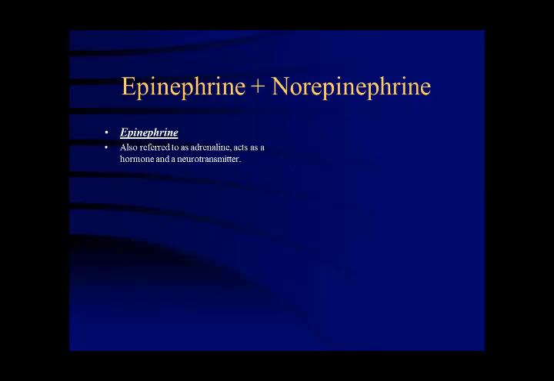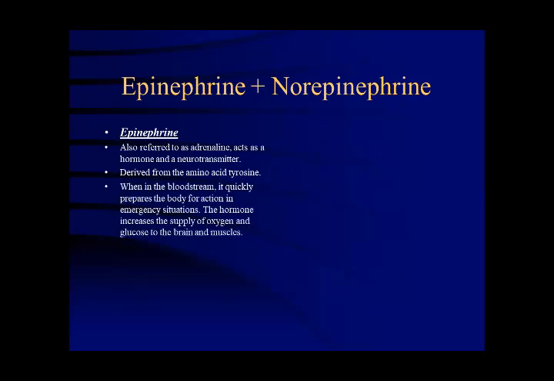Epinephrine hormone is also referred to as adrenaline, and it acts as a neurotransmitter. Neurotransmitter means this is under the control of nerves, and it is made up of the amino acid tyrosine. When this hormone is present in the blood, it prepares the body for action in an emergency situation. The hormone increases the supply of oxygen and glucose to the brain and muscles. So the main action of adrenaline or epinephrine is to supply oxygen and glucose to the brain and muscles.